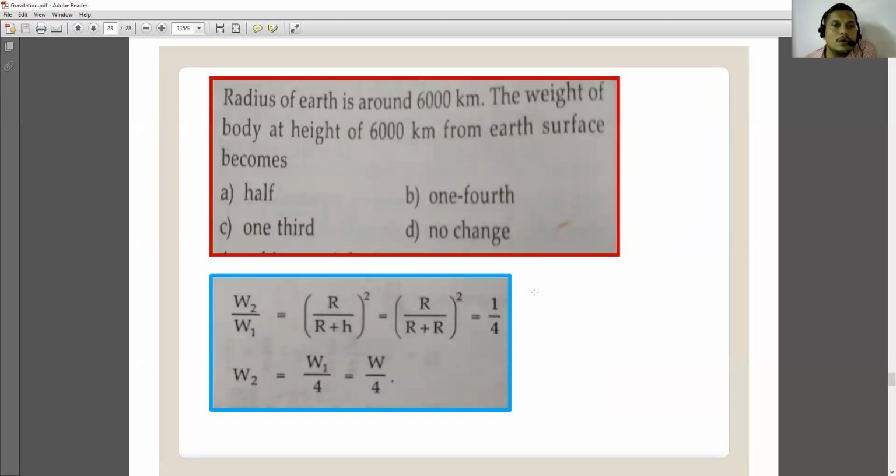Next, radius of earth is around 6,000 kilometer. The weight of a body at height of 6,000 kilometer from earth's surface becomes. So here we have to consider this equation, that is W2 upon W1 is equal to R divided by R plus H, its square. तर इथं H किती आहे? R च आहे, कारण का इथं आपल्याला काय म्हटलेलं आहे? Radius of Earth is around 6,000 kilometer. The weight of body at height of 6,000 kilometer from Earth's surface becomes. So this H is nothing but R once again. So this R divided by R plus R, divided by 2R, its square. So it is simply 1/4. So here, if we compare this, W2 is nothing but W1 by 4, or W by 4 means 1/4 of the initial one. So that is the solution.